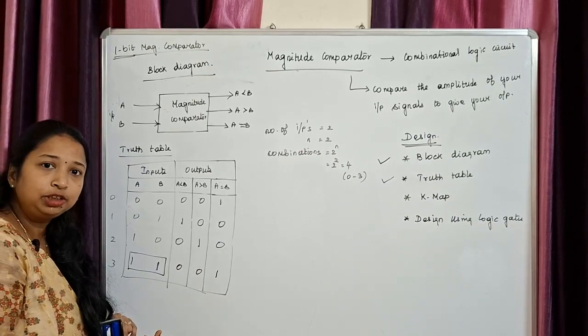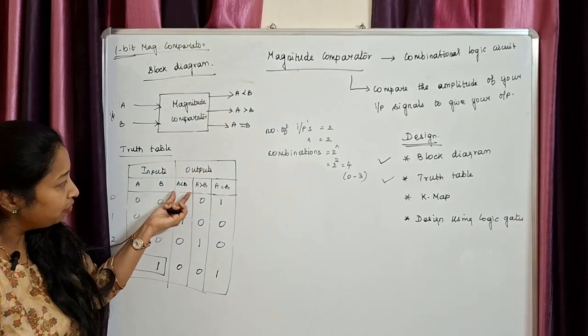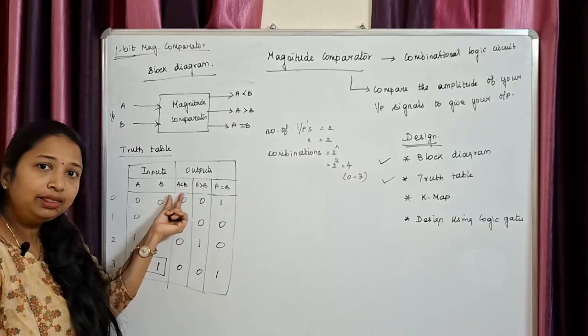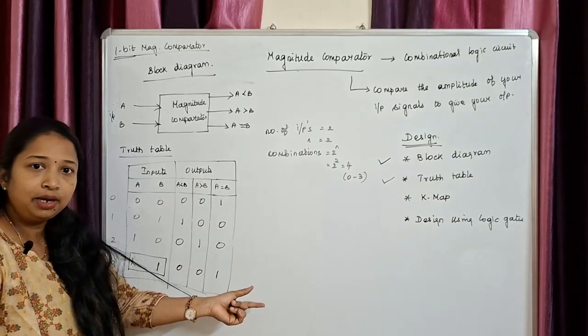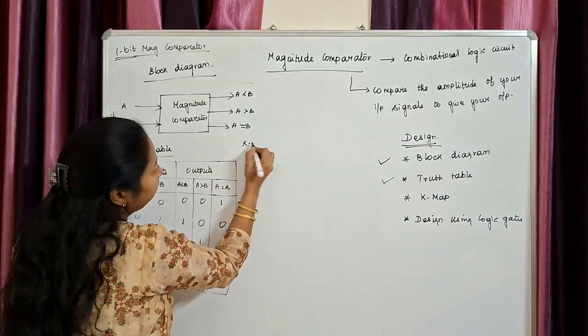How do you find your Boolean expression? You have to take your output to your K-map. Clear? Now, how many outputs do we have? We have got 3 outputs: A less than B, A greater than B, A equal to B. All are 3 different outputs. So, how many K-maps will be required? You'll be requiring 3 K-maps. Clear? Let's do the K-map now.